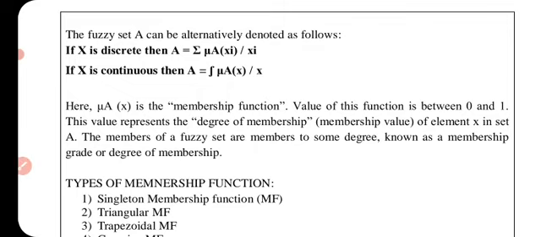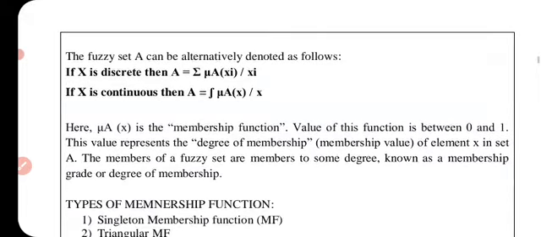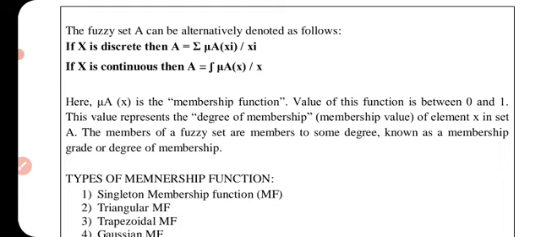The value of this function is between 0 and 1. The value represents the degree of membership, meaning the membership value of element x in set A. The members of a fuzzy set are members to some degree, known as membership grade or degree of membership, with a value in the range between 0 and 1. So this is the definition of membership function. You can generalize it: the membership function is a generalization of the indicator function. It represents the degree of truth, is represented by μ, and μA(x) has a value in the interval between 0 and 1.